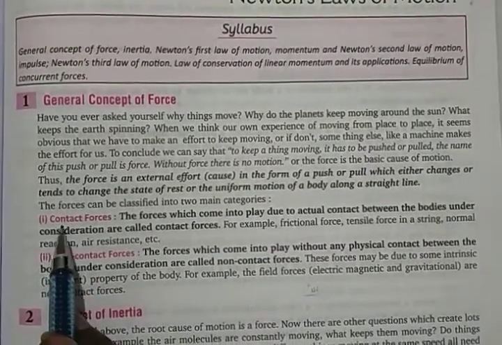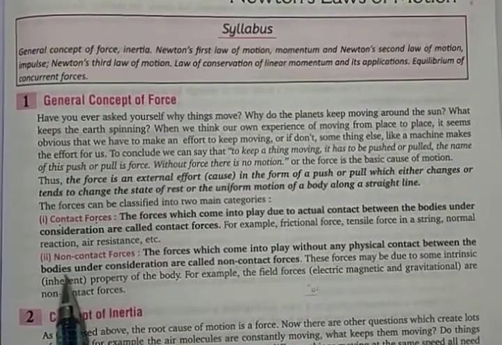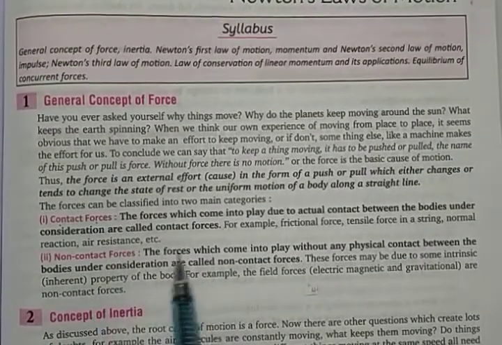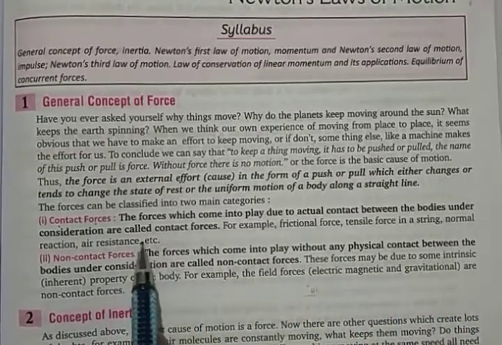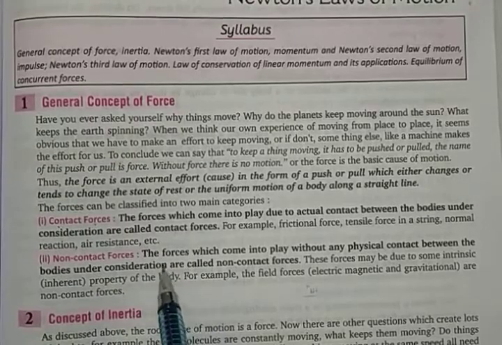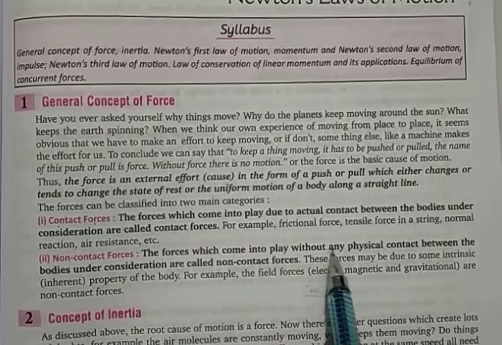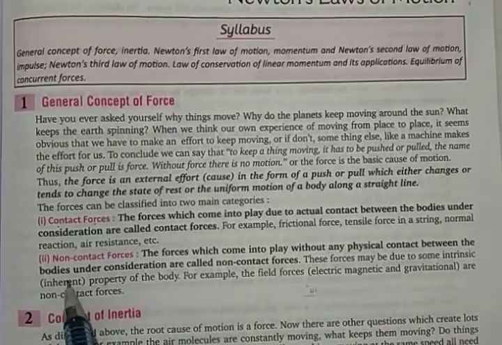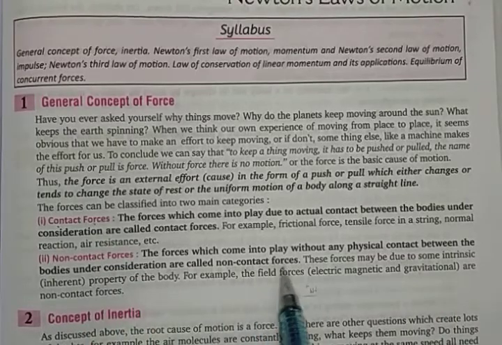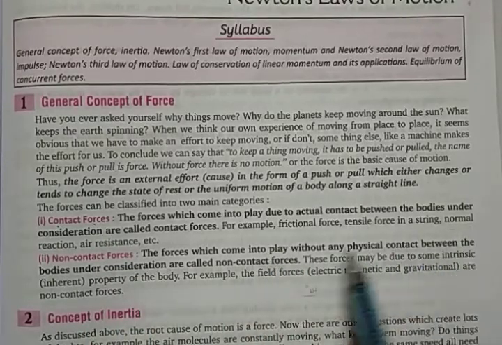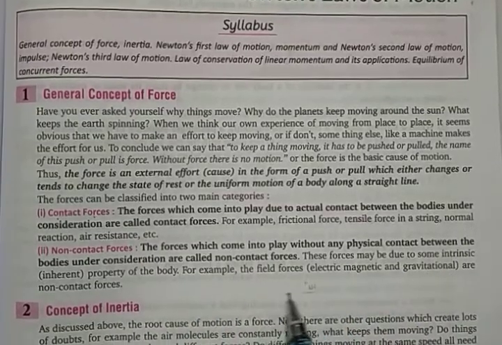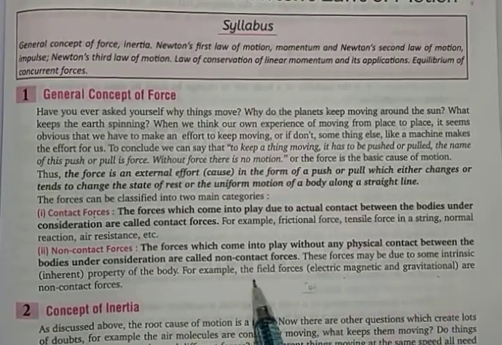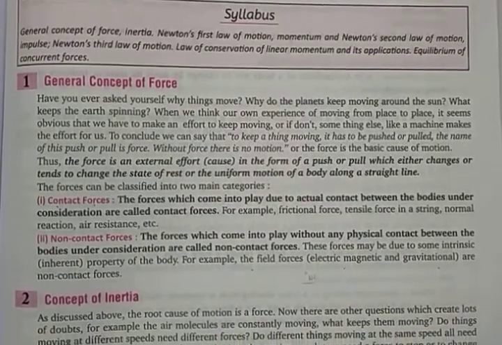If you look at this, contact forces and non-contact forces. You can read this. Forces which come into play on an actual contact between two bodies under consideration are called contact forces. The next one is forces which come into play without any physical contact between bodies under consideration, called non-contact forces. You can go through several examples: frictional force, tensile force; these are all contact forces. Electrical, magnetic and gravitational forces are all non-contact forces.